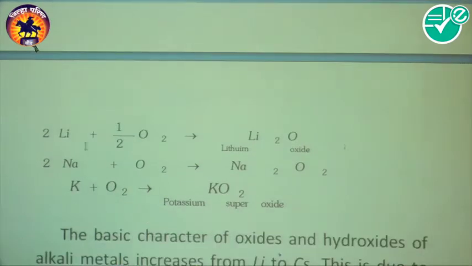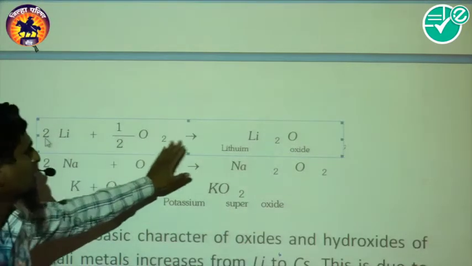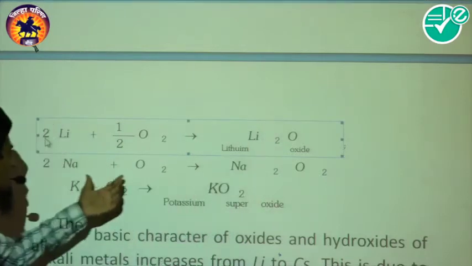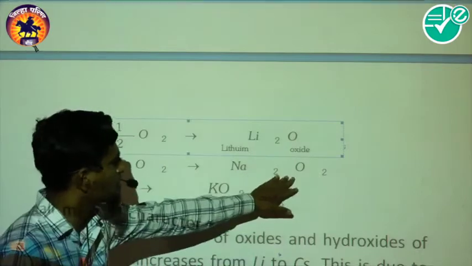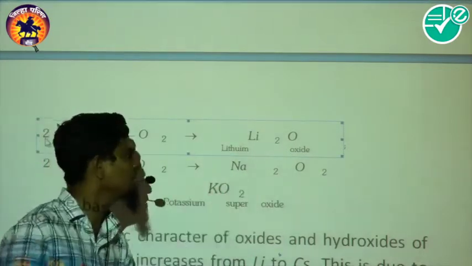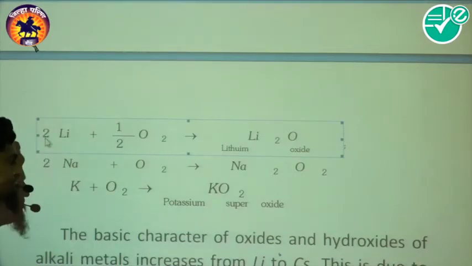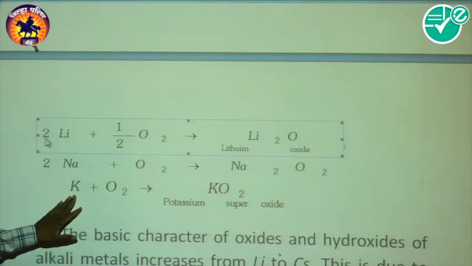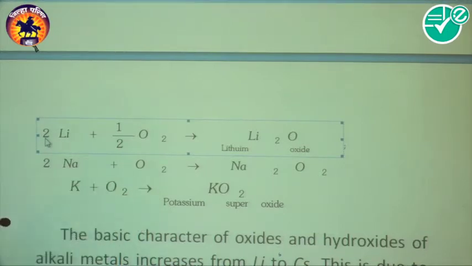Here, as the example is given, when lithium combines with oxygen, it forms lithium oxide. Similarly, when sodium combines with oxygen, it forms sodium peroxide. The formula is something expanded, but it is familiar to you because I already explained it in the last lecture. And after sodium, potassium, rubidium and cesium form superoxide.